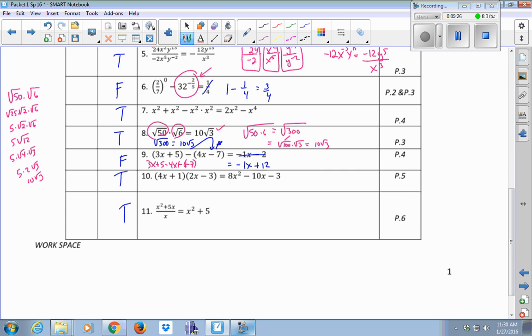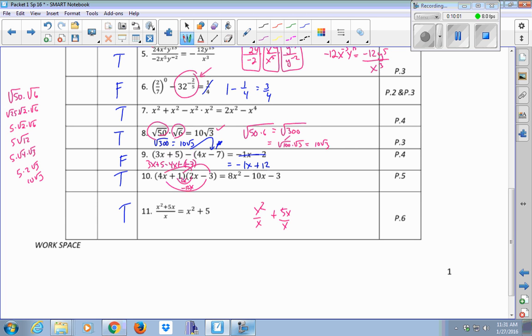Okay. 10 is true. This is just your distributive property twice. If you do those 4 multiplications, and put your middle term together with your outer term, you'll get -10x in the middle, 8x squared for 4x times 2x, and -3 for 1 times -3. The last one is a division problem with a common denominator, so that denominator of x belongs to both of the terms in the numerator. It's not multiplication in the numerator, it's addition.